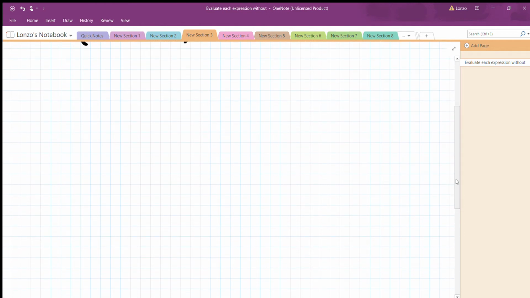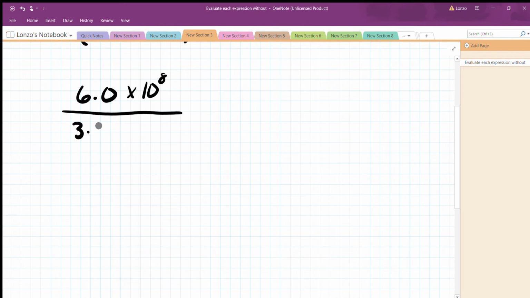Okay, what about this one? It's 6.0 times 10 to the 8th divided by 3.0 times 10 to the negative 3. Let's see here. So we are dividing scientific notation.